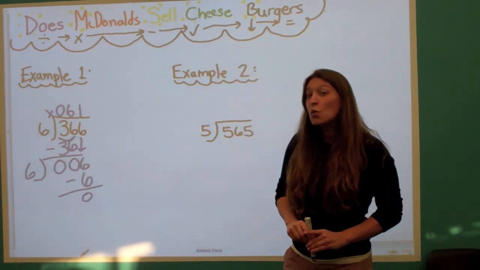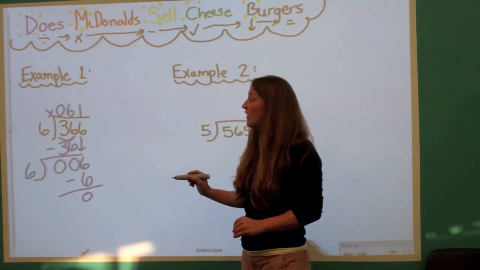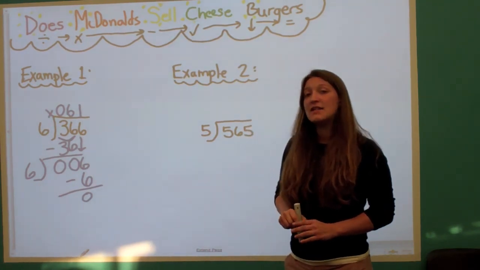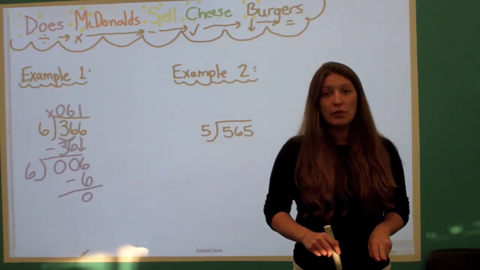So the answer, the quotient to 366 divided by 6 is 61. Let's take a look at example number 2.